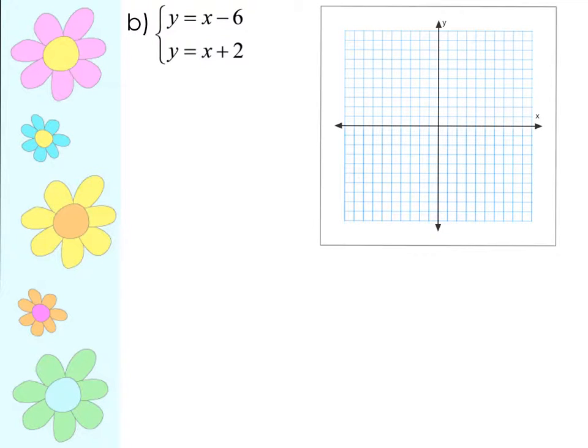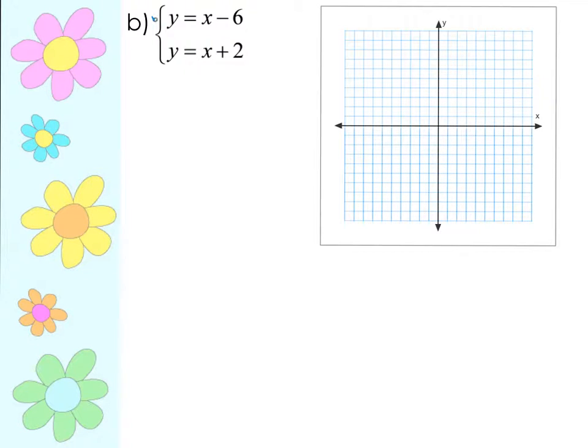All right, in example B, let's first check to make sure both equations are solved for y. And we know they are if we say y equals sweet, y equals sweet. They're both solved for y. We're ready to graph.